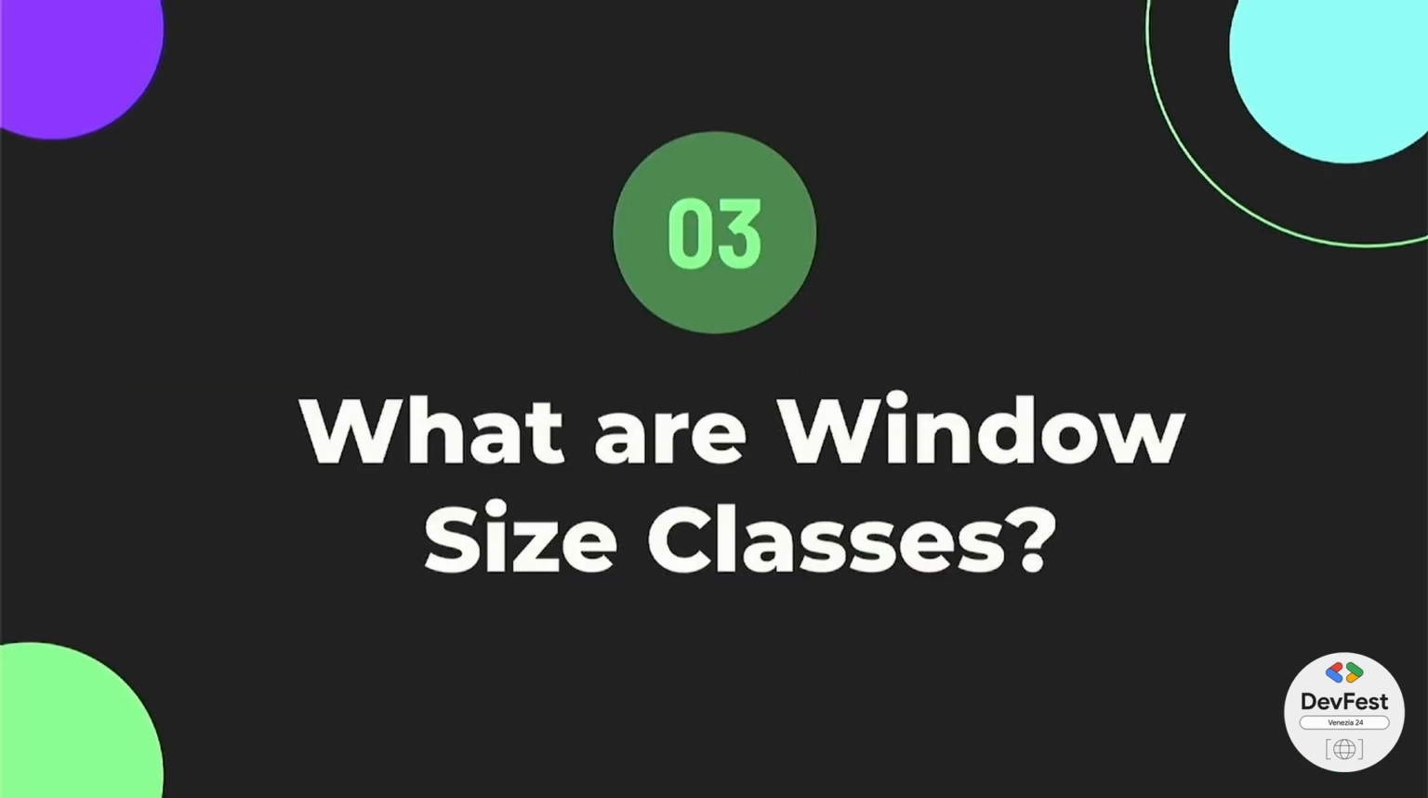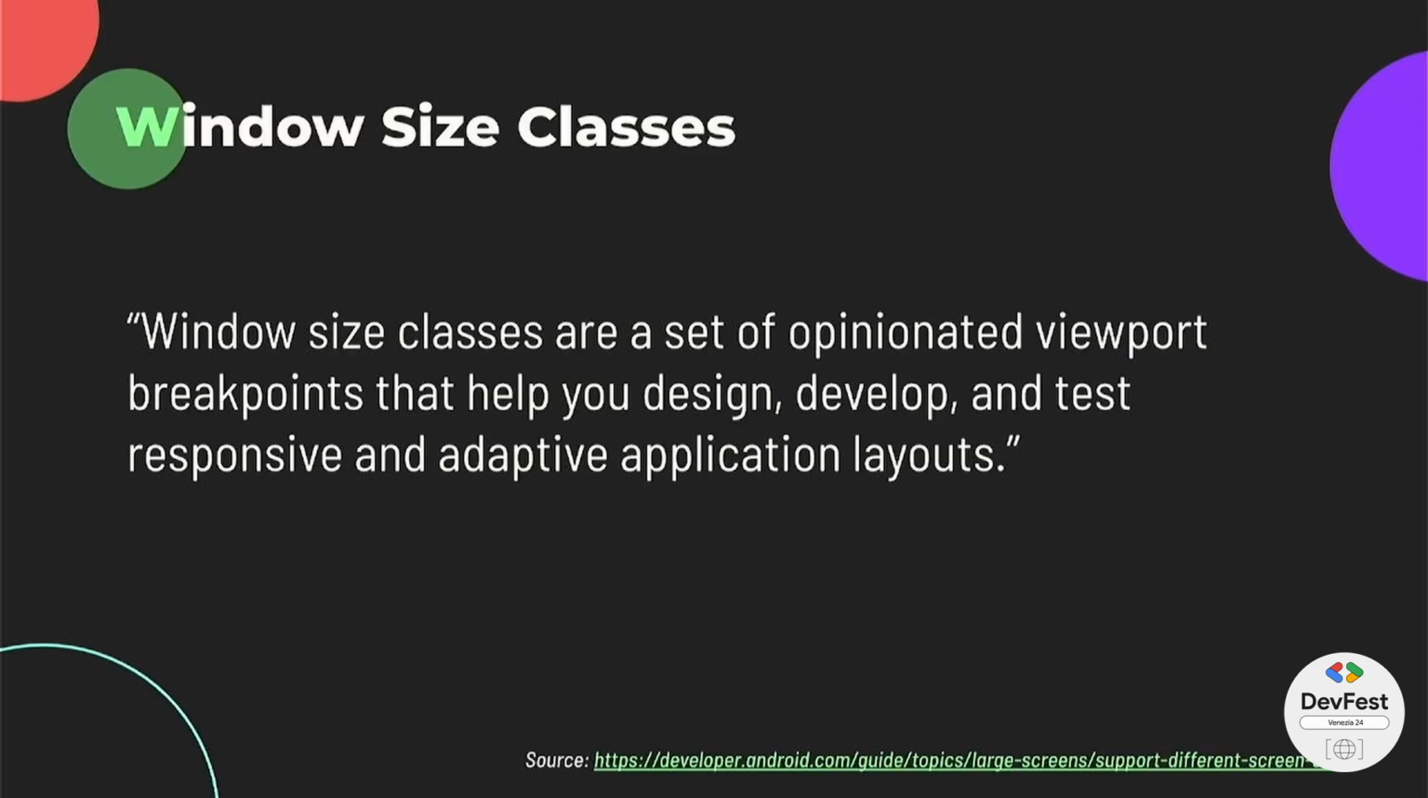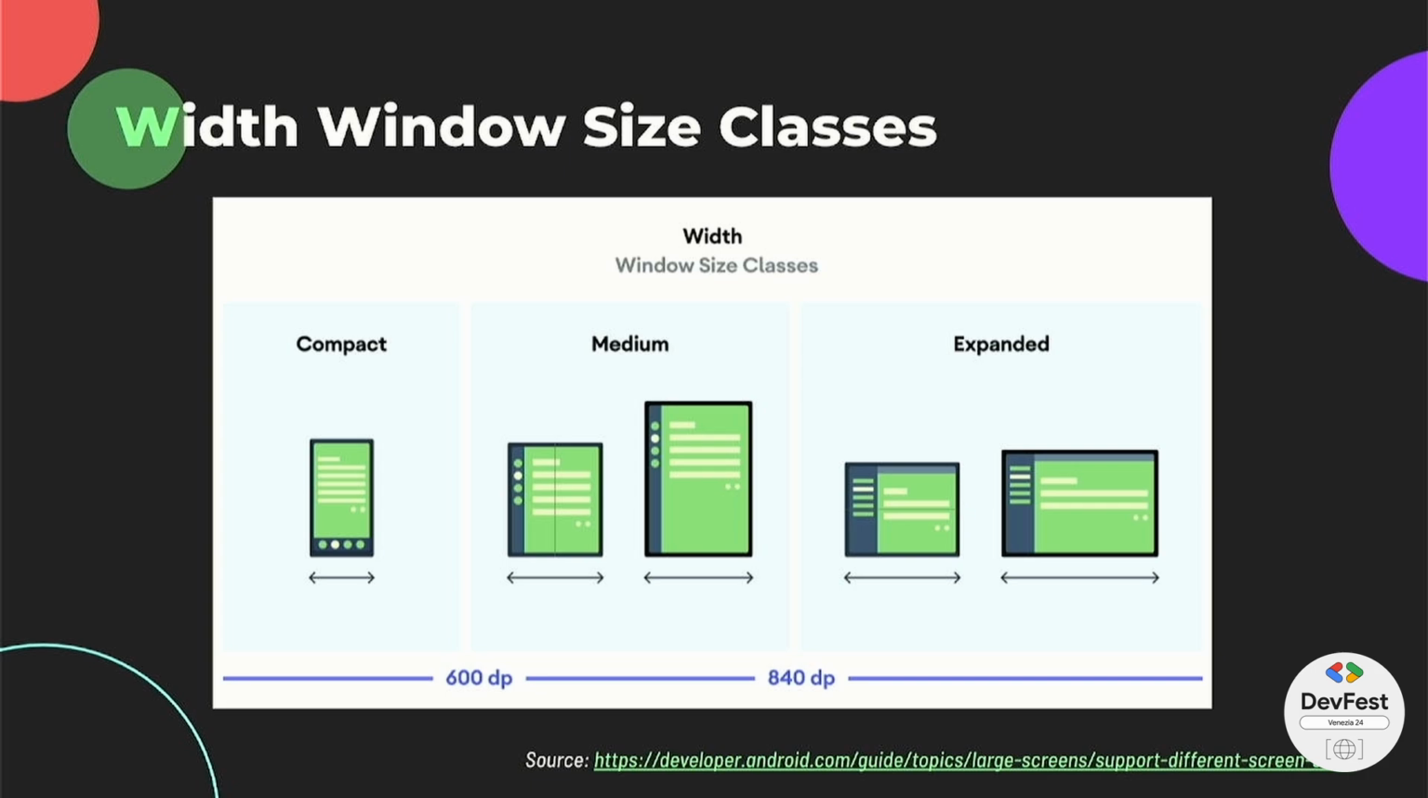So I've been touching on window size classes, and you're probably wondering, okay, so what is this? So I'll touch on it here. The definition from the documentation is, WindowSize classes are a set of opinionated viewport breakpoints that help you design, develop, and test responsive and adaptive application layouts. Now, these WindowSize classes come in three buckets.